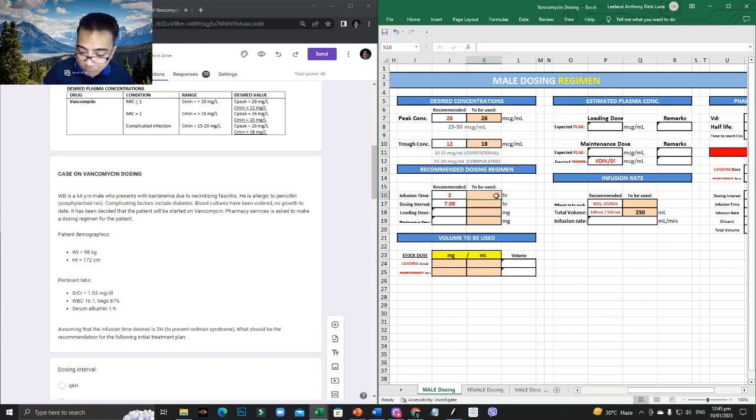Infusion time would still be 2 hours. So, the recommended dosing interval is 9.09. Assuming, class, the closest is 8. The loading dose should be 2,846. But as we said, the maximum we can give for vancomycin is only 2,000. So, 2,000 only. And then the maintenance dose is 1,250.06, or in short, 1,250. That's okay.